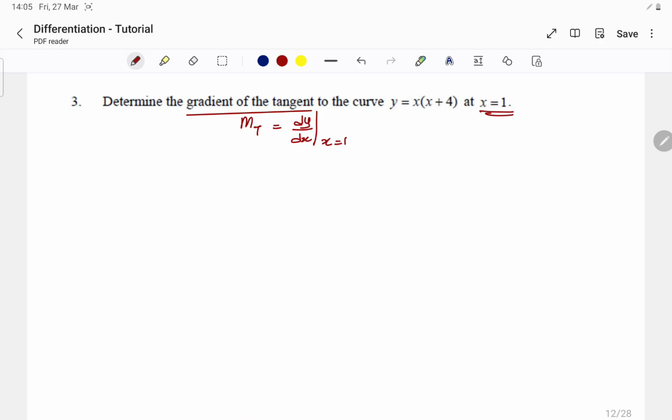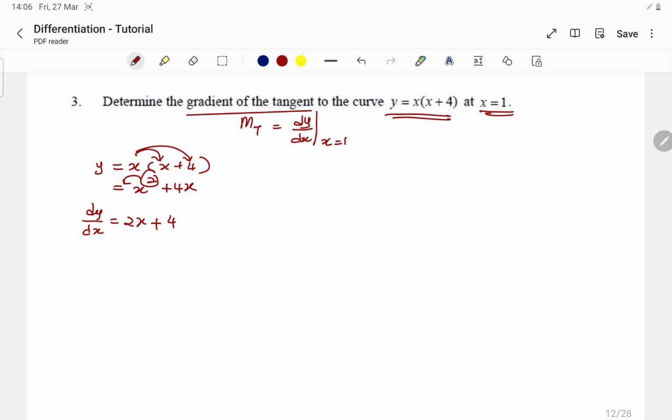Okay, so first step, extract information. We have y is equal to x multiplied with (x plus 4). Can we differentiate like this? No, it's not easy. So you expand one by one. x multiplied by x becomes x squared. x multiplied by 4 becomes 4x. Differentiate this, dy/dx. You're going to get 2 you bring in front, 2x, plus 4x becomes 4 when we differentiate.